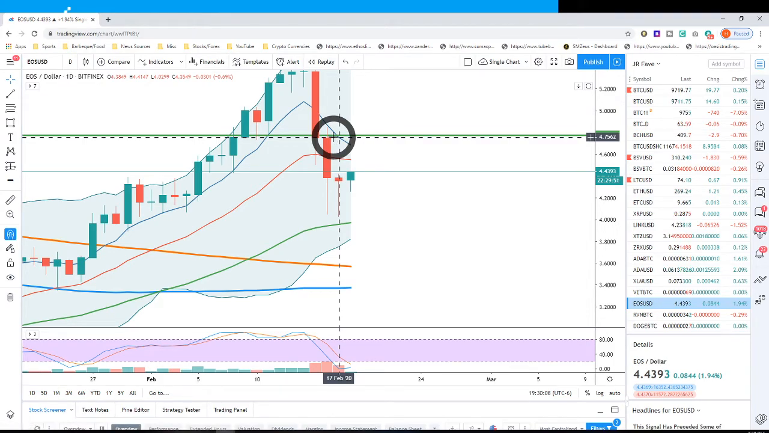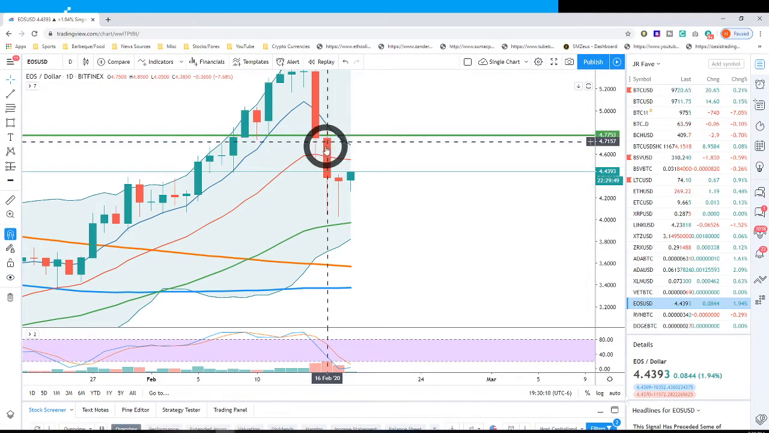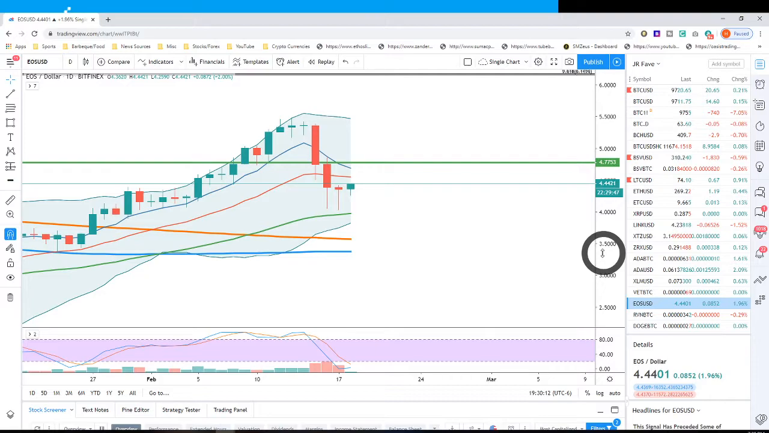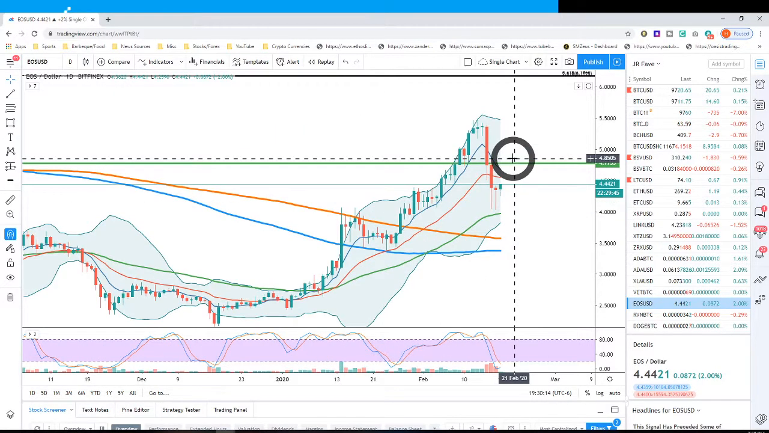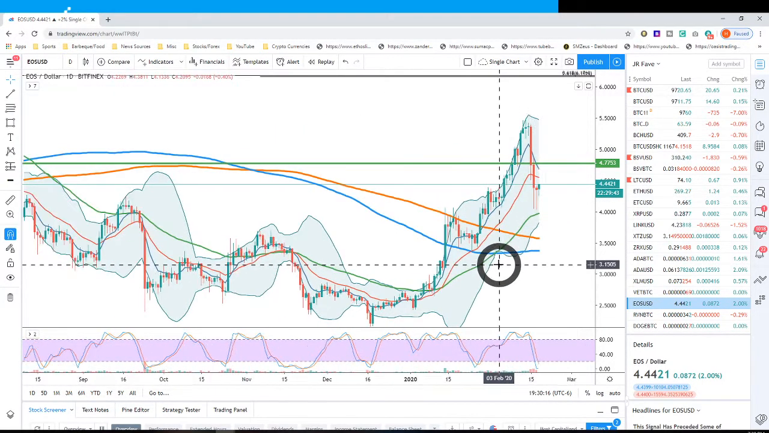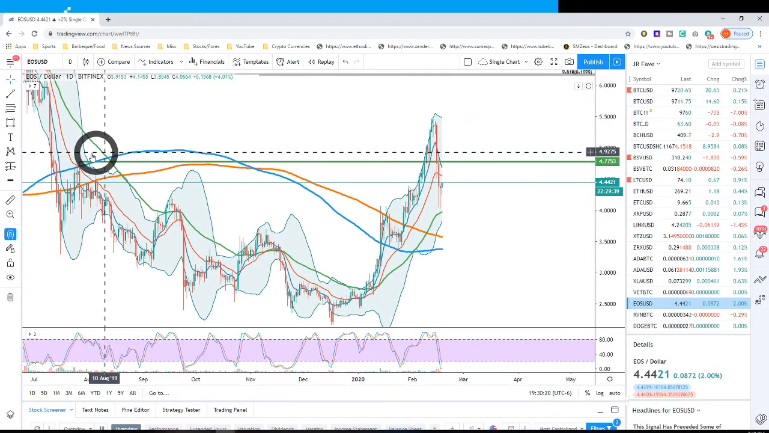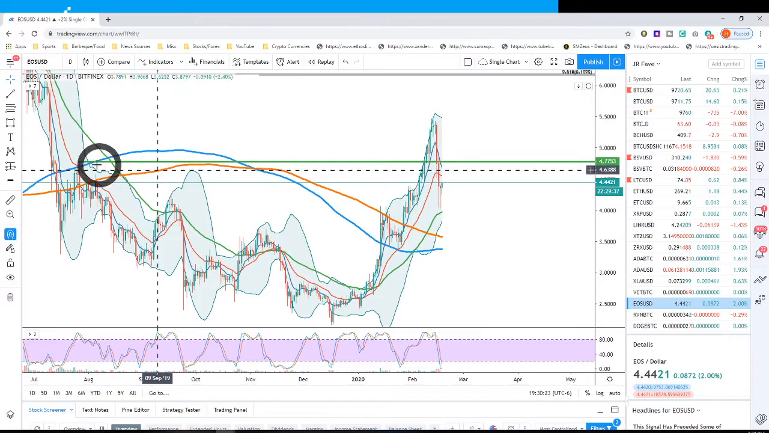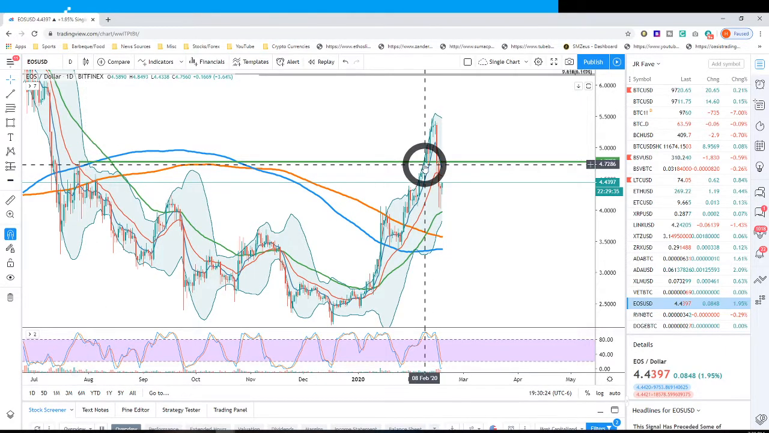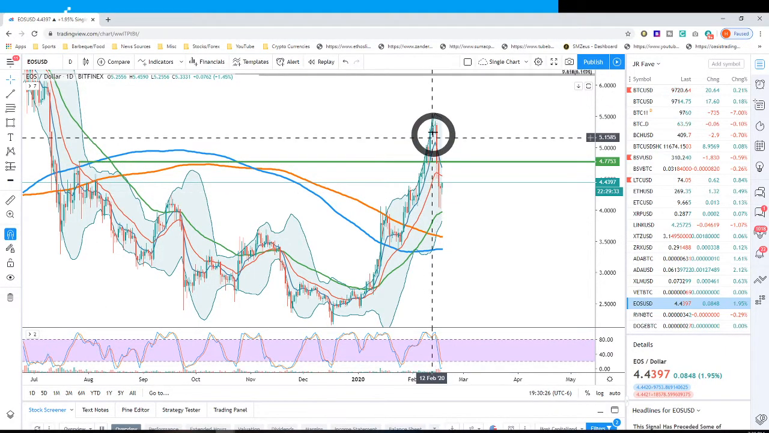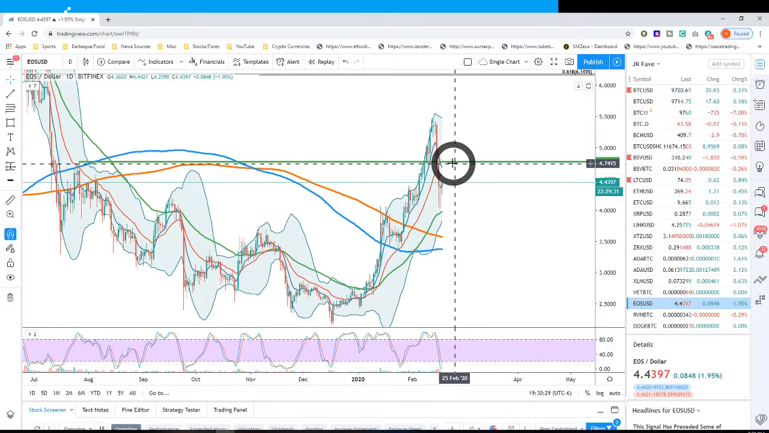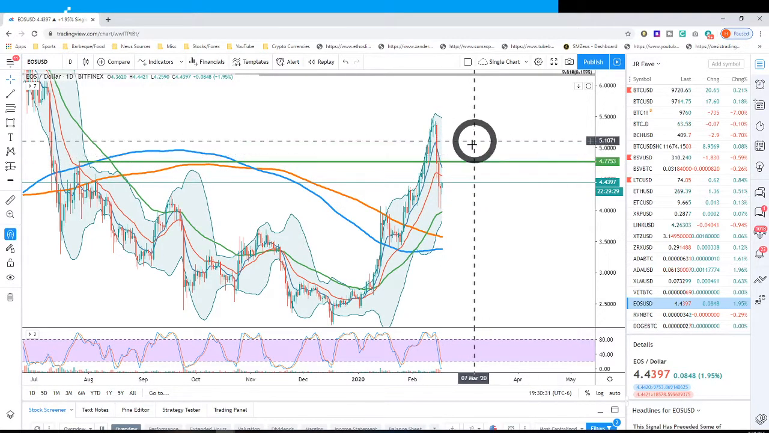Okay? So I would say on EOS, preferably I'd like to see it get back above this green line right here, which I had in as support. Had it as like a resistance area, it broke above it, and then it popped right back below it. So I want to see it get back above 475.